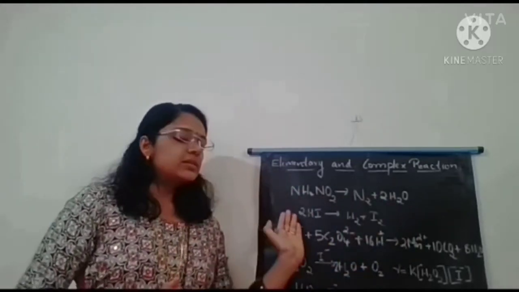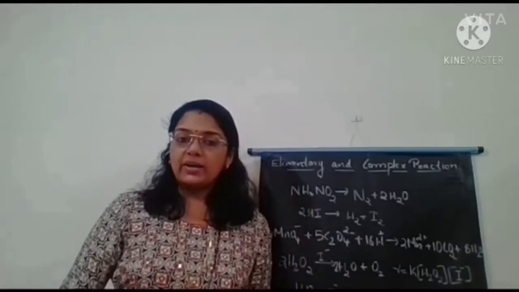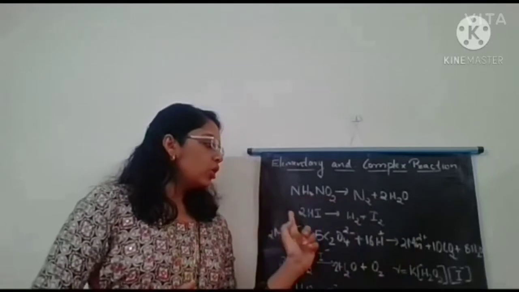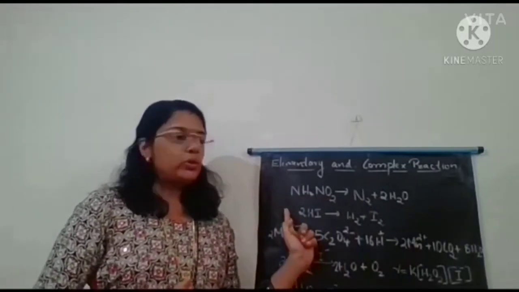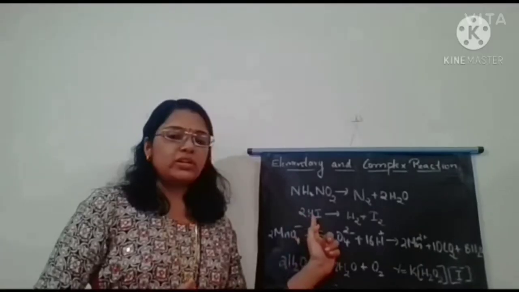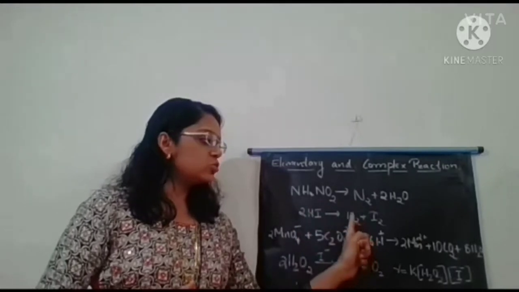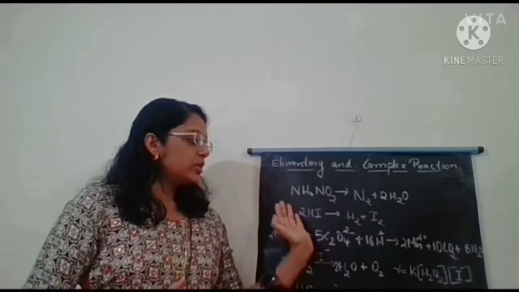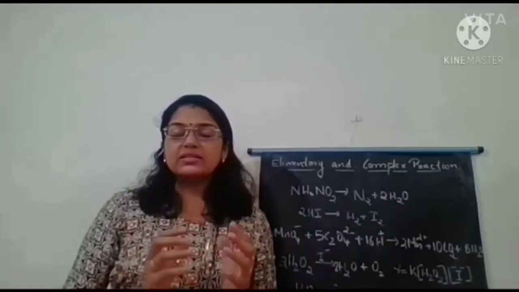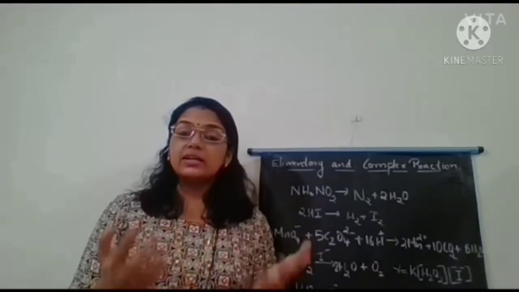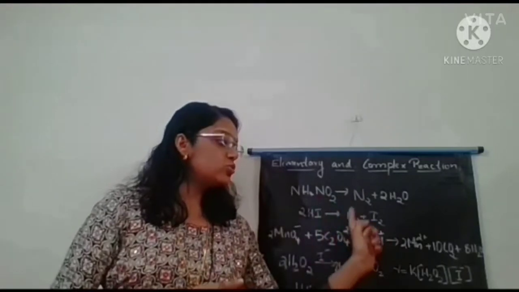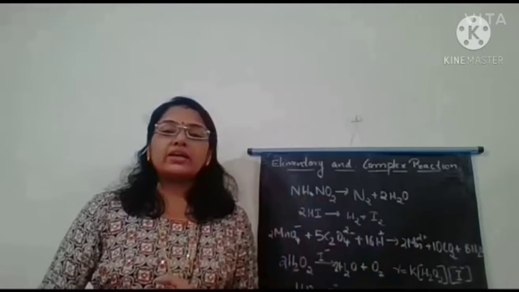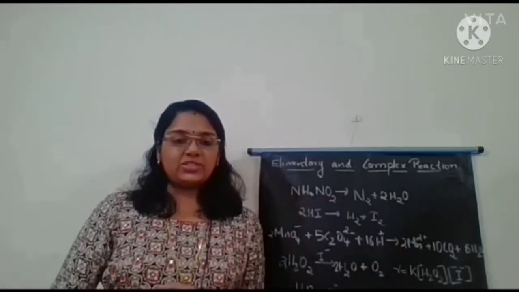Similarly, consider the decomposition of hydrogen iodide to give hydrogen molecule and iodine. Here the molecularity is found to be 2 because there are two molecules of HI giving H2 and I2. So when we look at this reaction also, the two molecules of HI are continuously colliding and resulting in the formation of H2 and I2 in a single step. So this is also an example of an elementary reaction.